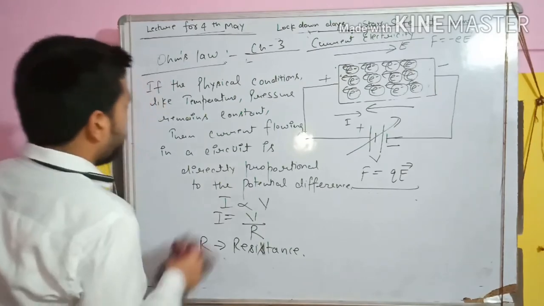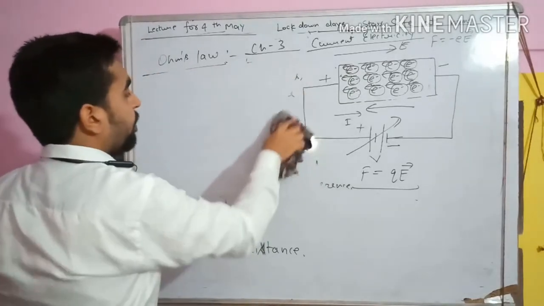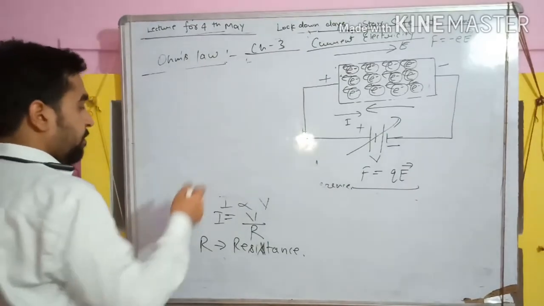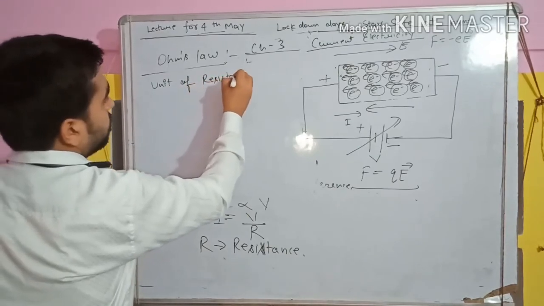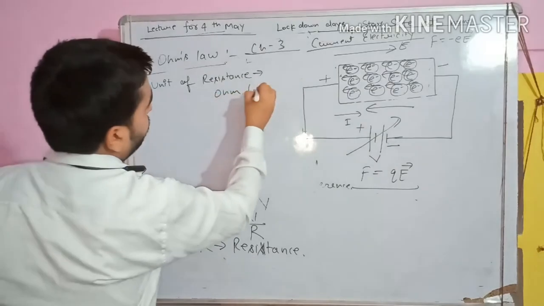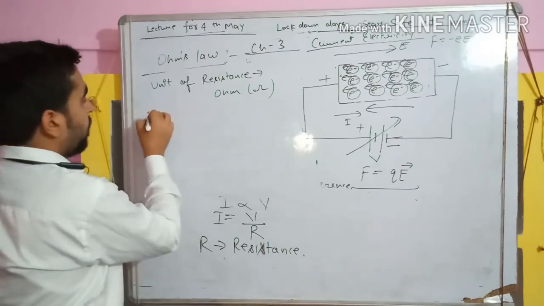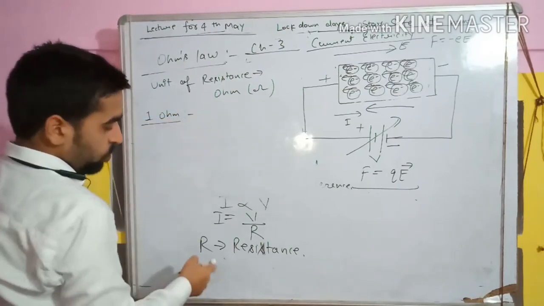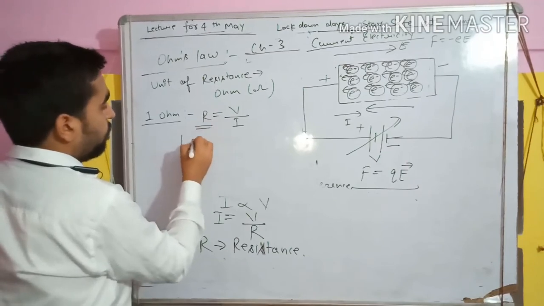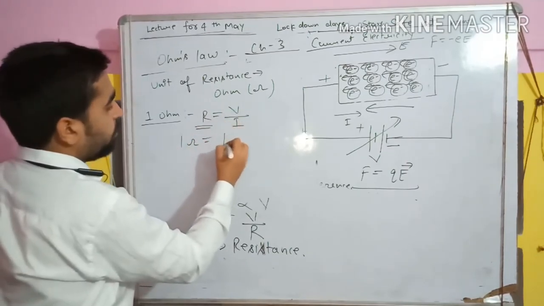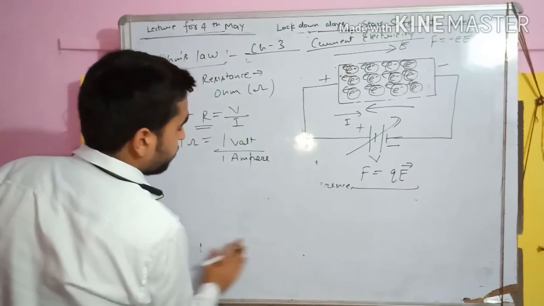Now students, what is the unit for resistance? The unit for resistance is ohm. How to define 1 ohm? This is often asked in the exam. We often use this symbol for ohm. Now, how to define 1 ohm? We can see that R is equal to V upon I. So if we want to get 1 ohm, when will we get it? When the potential is 1 volt and the current is 1 ampere. So by using this concept, we can define 1 ohm.